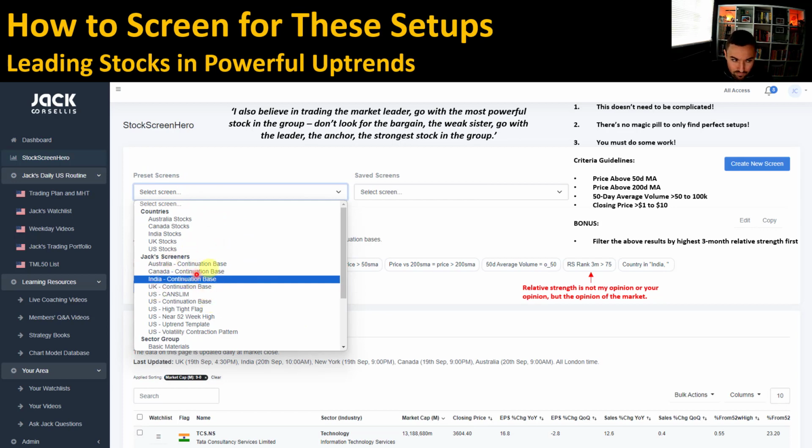So you can go here. Okay, we've got continuation based screens. I would go test out those for regions that you're interested in, so whether it be India, whether it be Canada, whether it be Australia.